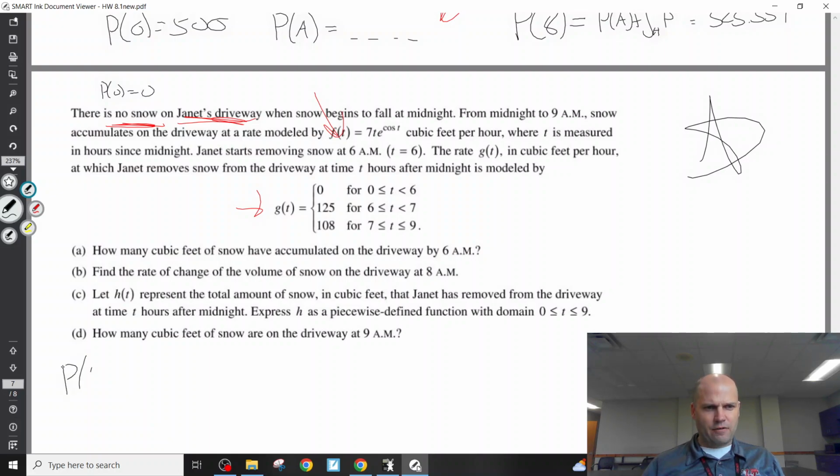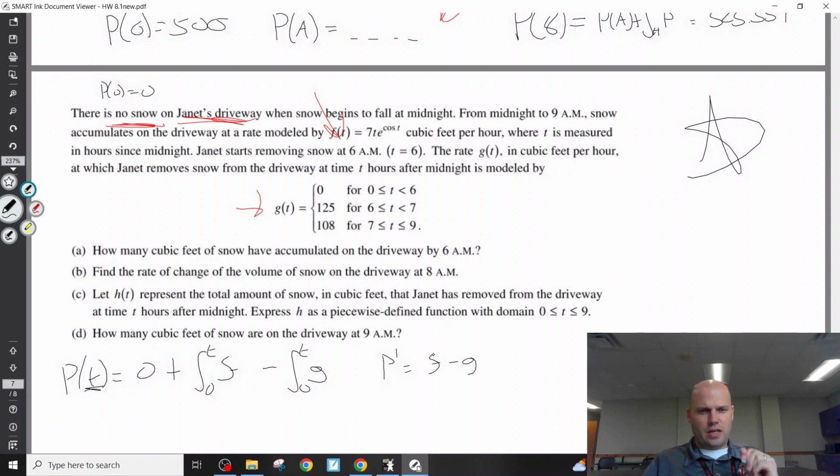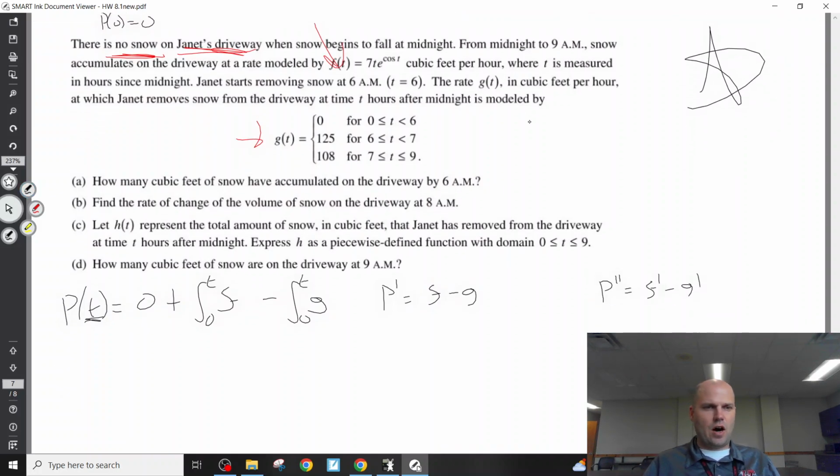Okay. The amount of snow on the driveway will be 0 plus the total that is accumulated at a specific time. That's why I'm going to use T here. Don't worry about it. We're going to see it. Of F, we're not supposed to use T twice. Don't worry. We'll see that later. Minus 0 to T of G. Okay. P prime will be F minus G, but we're going to go back into that a little bit more. P double prime will be F prime minus G prime. List these off right away.